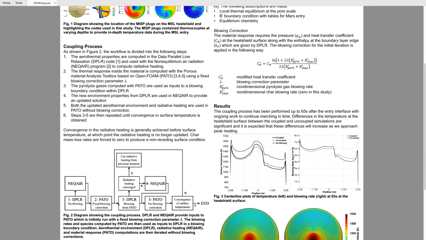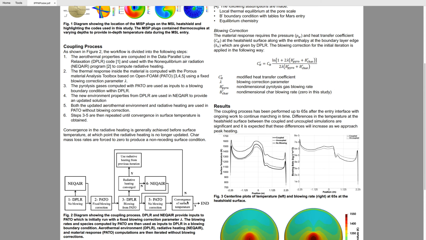The pyrolysis gases computed with PATO are fed into DPLR in a blowing boundary condition. The results from this simulation are fed into NEQAIR again to provide an updated radiative heating estimate. The results from both the updated DPLR and NEQAIR codes are then fed back into PATO with no blowing correction put in. Steps 3, 4, and 5 are then repeated until convergence in surface temperature is obtained.